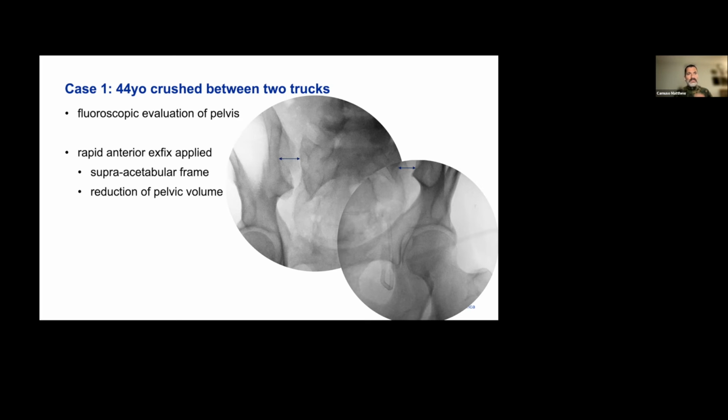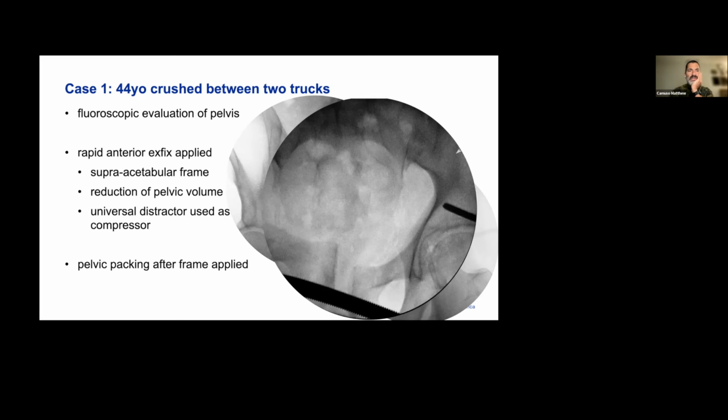What I did in this particular situation was place supra-acetabular pins and then use the distractor as a compressor with sort of fixed struts. I put the pins in pretty quickly because things were moving rapidly here. There wasn't a lot of time for us to do, in this case, percutaneous screws. There was a lot of concern for just moving him out of the operating room.